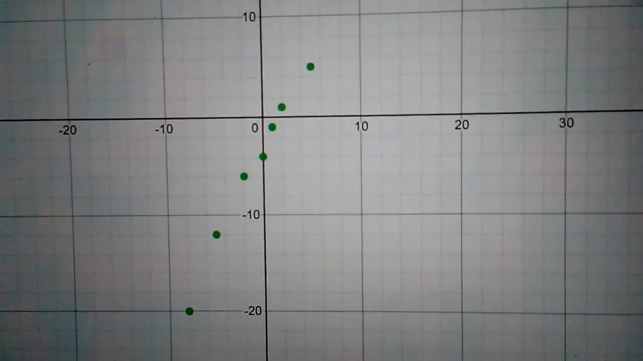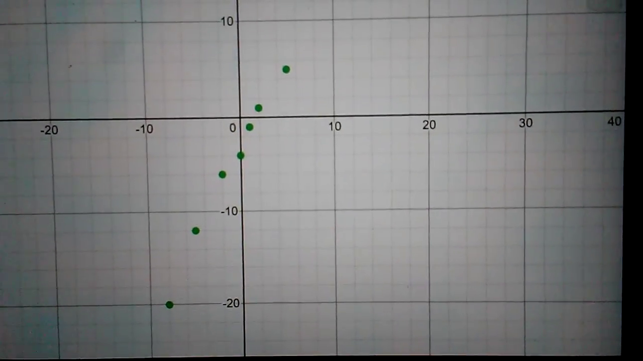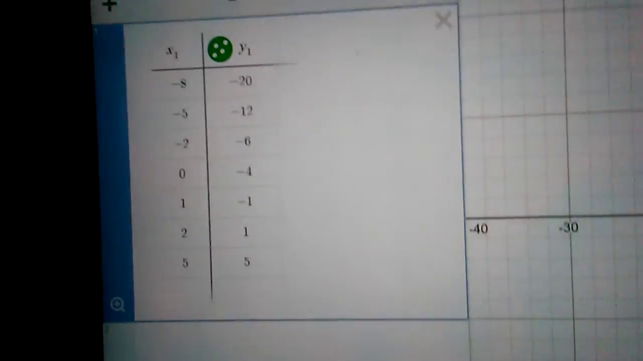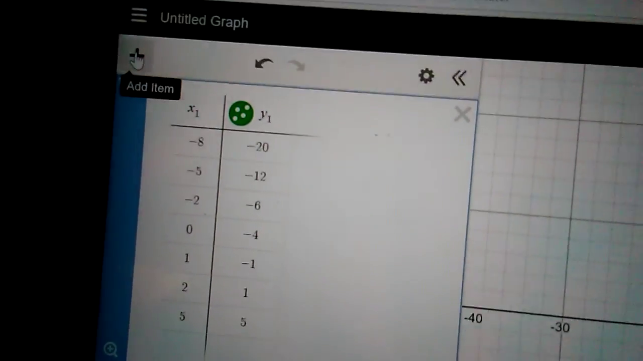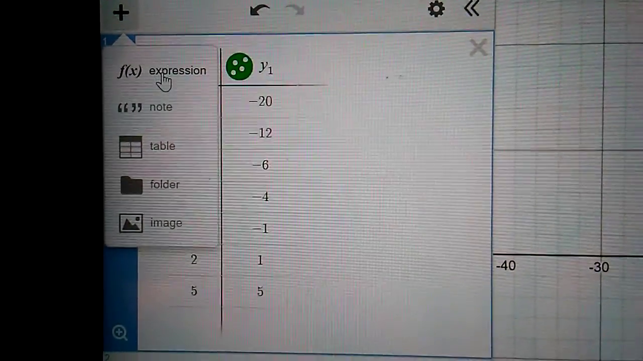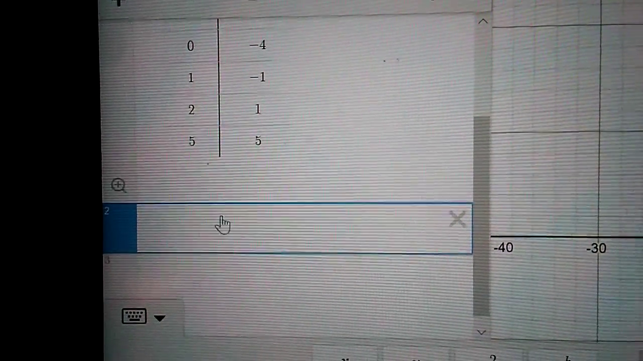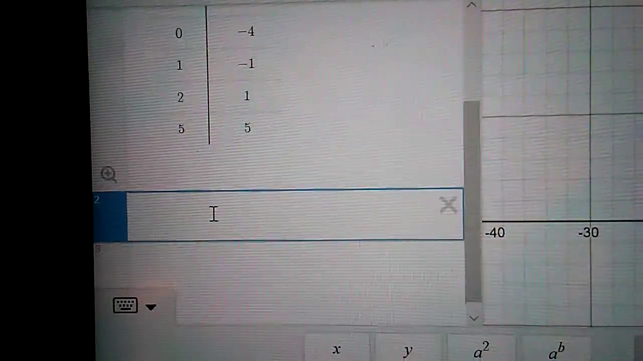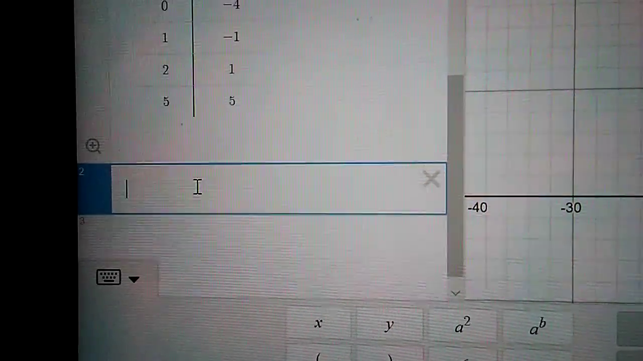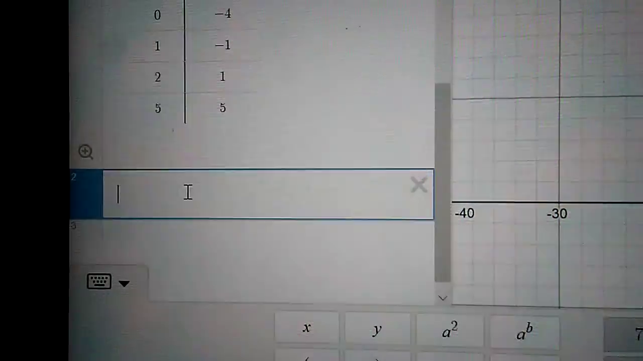Now what I'm going to do is find a regression line, and find the equation of that line. So we're going to go back over here and push that plus sign. You see where it says f of x expression? I'm going to push that, and I'm going to write the formula. We want to write slope-intercept form of an equation. That's the equation of a line.